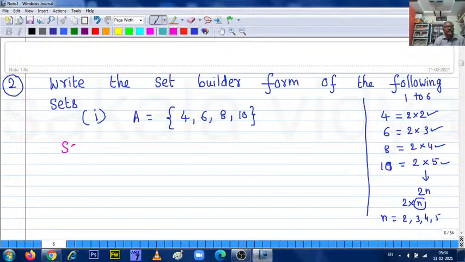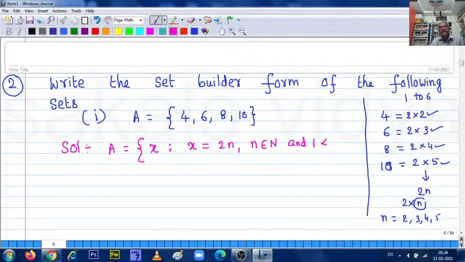So now we can write like this. Solution: A is equal to, first we need to start like this, x such that x is equal to 2n, where n belongs to natural numbers, because counting numbers 2, 3, 4, 5 are natural numbers, and write 1 less than n, n less than 6. That means n is equal to 2, 3, 4, 5. So this is the set builder form.